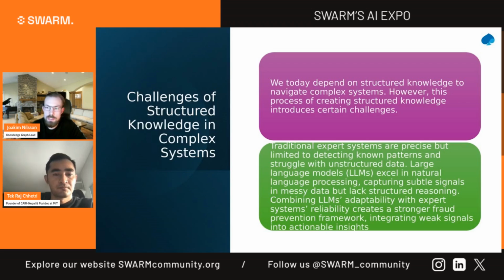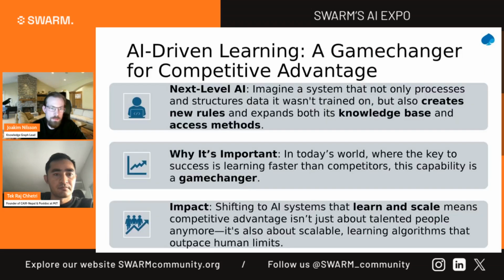LLMs excel in natural language processing, capturing subtle signals in messy data but lack structured reasoning. So to combine this with the LLM's ability with expert systems reliability, we can create a stronger fraud prevention framework, integrating weak signals into actionable insights. And this is something that I haven't used in a project yet, but it's something that we're exploring and hope to be able to use in the future as well.